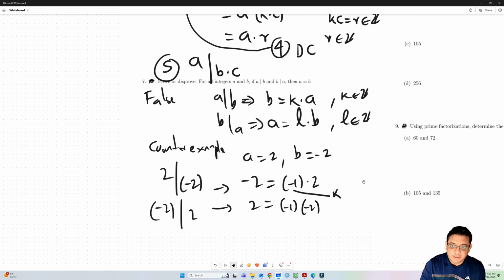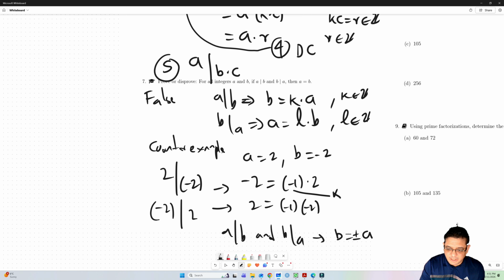So really, the statement should be: if a divides b and b divides a, then that should imply that b is plus or minus a. That'll be something much more appropriate. But in this case, this statement is false.